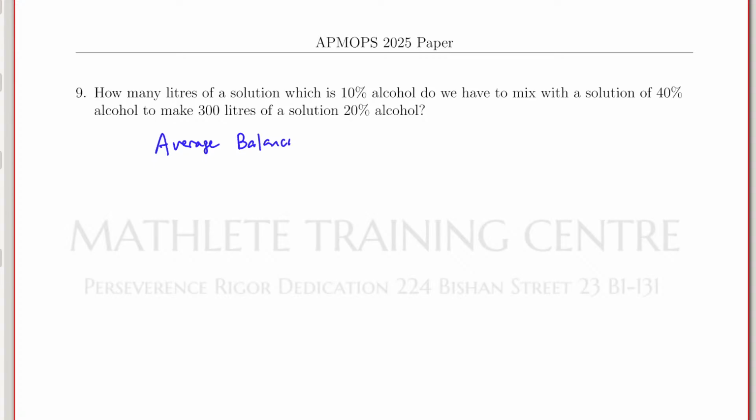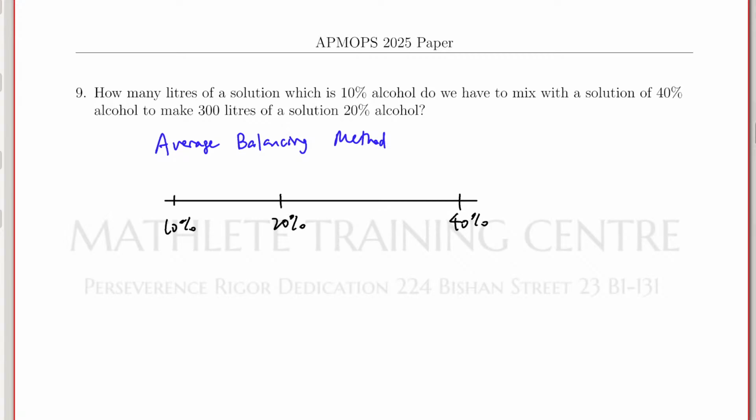So the way I like to use this average balancing method is like this. I like to draw a line, indicate where 10, 20, and 40 is. So let's say this is 10%. Let's say that this is equals to 40%. Then 20% will be somewhere near the start.